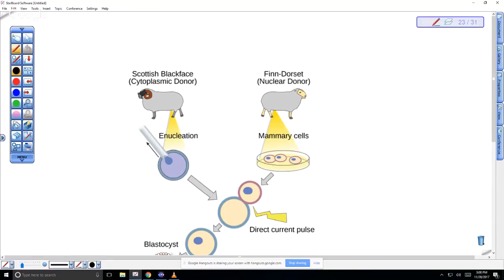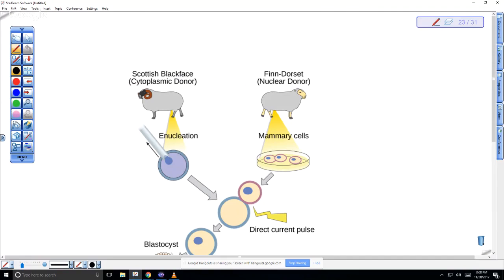So why was the resulting sheep, the clone sheep, called Dolly? Anybody know? It's very silly. Dolly Parton. And she had big breasts. Dolly Parton has big breasts, right? Is she still alive? I'm not sure. Yes, she's still alive. So she has big breasts, right?